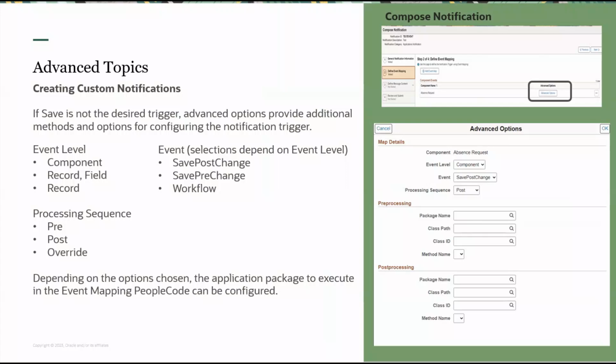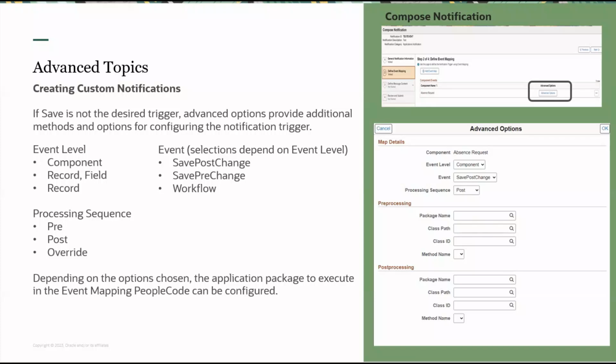If you want to do something a little bit more advanced, you click on the advanced options, and then you have a variety of things that will contribute to how that trigger is generated using event mapping PeopleCode. So if save is not the desired method, select advanced options, and then you have a whole bunch of different things that you configure to actually configure the event mapping.